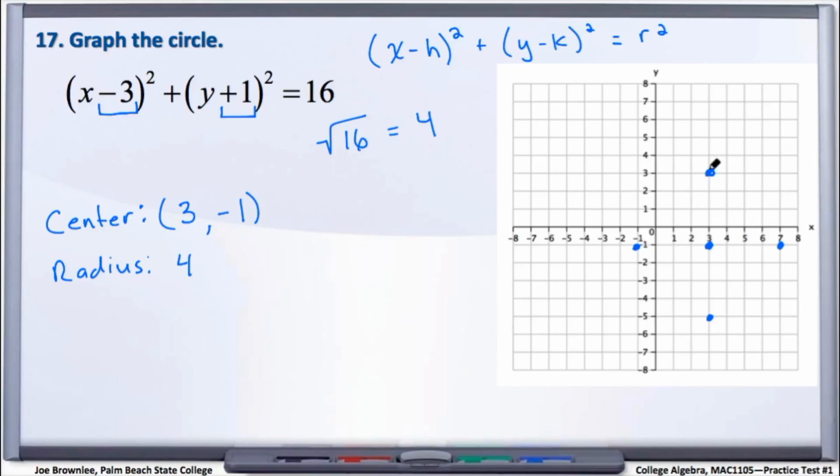And now do your best to connect these points with something that looks like a circle. And I'm sure you can do a better job than I can. But there we have it. We have graphed the circle that's centered at the point (3, -1) with a radius of 4.